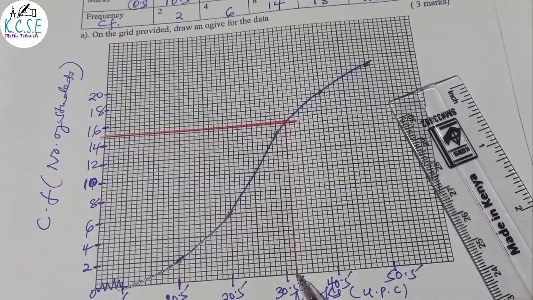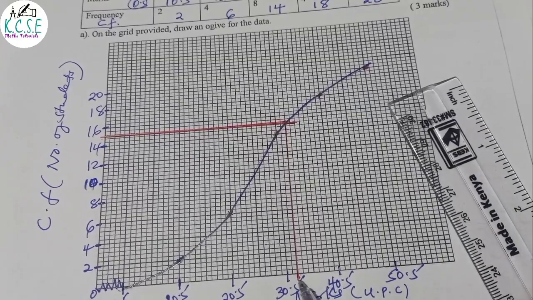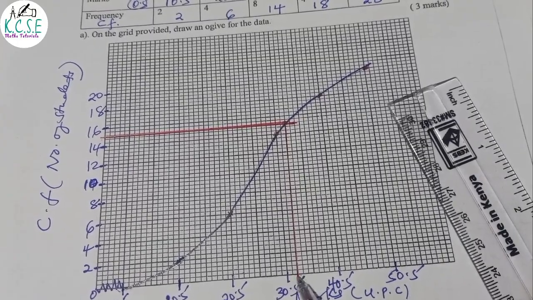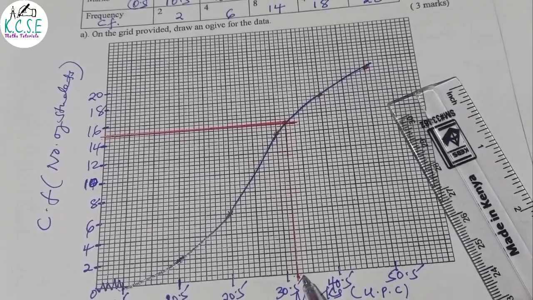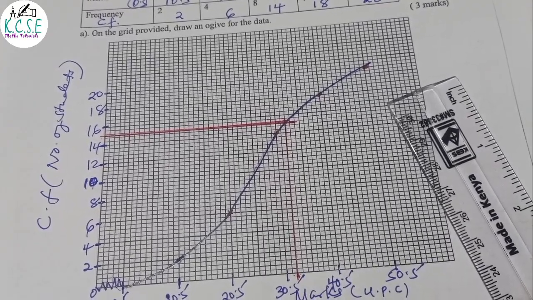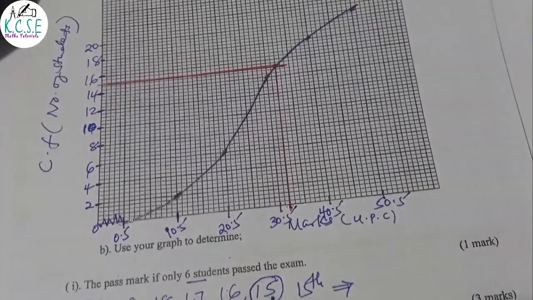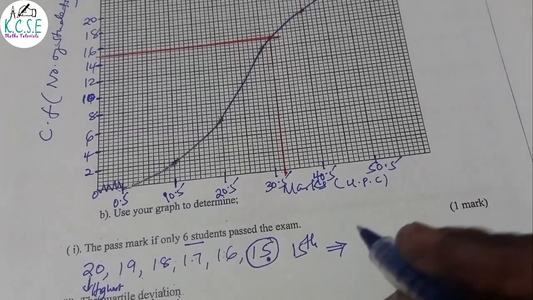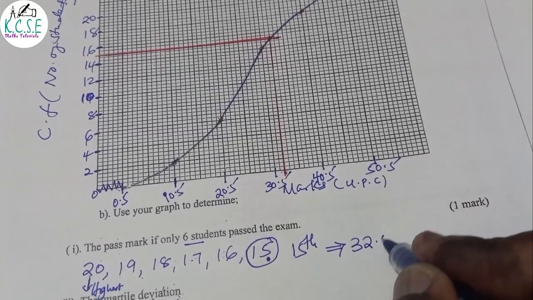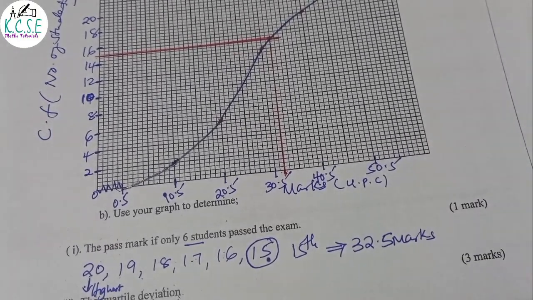The pass mark will be here. So this is the scale, 2 centimeters to represent 10. So one small square will represent 1. So this will be 31.5, that 32.5. So this point here will be 32.5. So that is the pass mark. So the pass mark will be 32.5. So the 15th student scores 32.5 marks, and that is the pass mark.